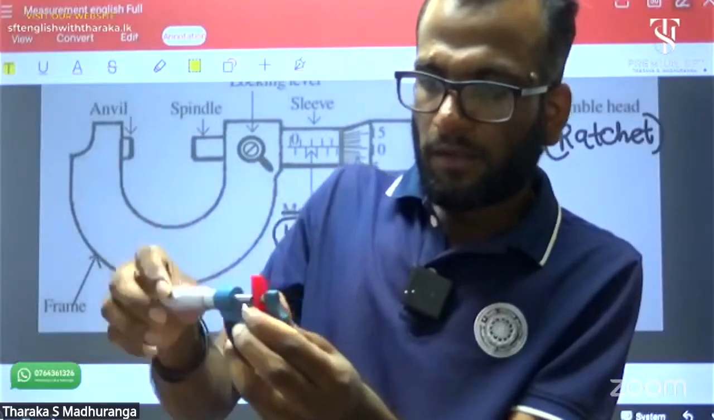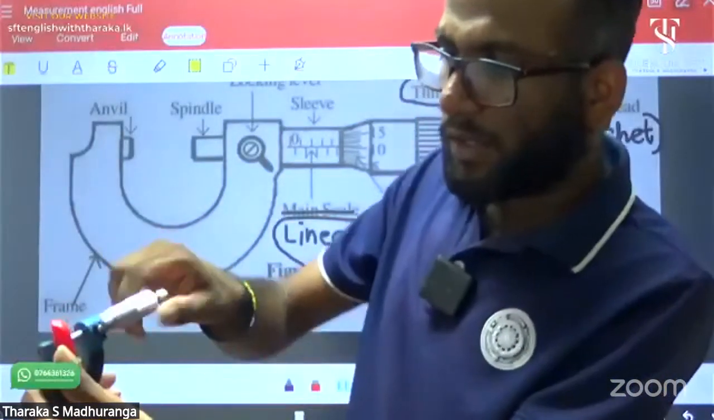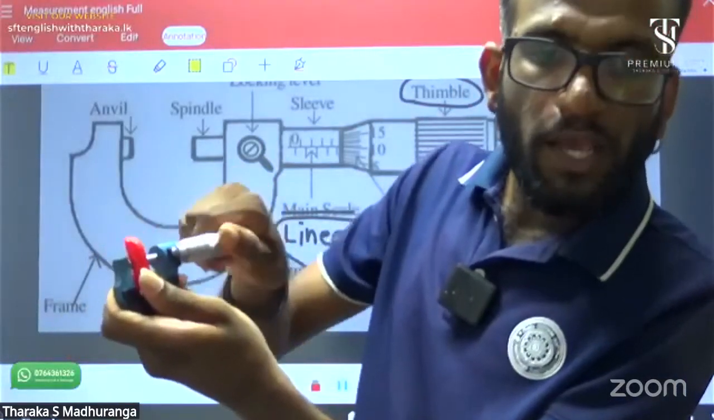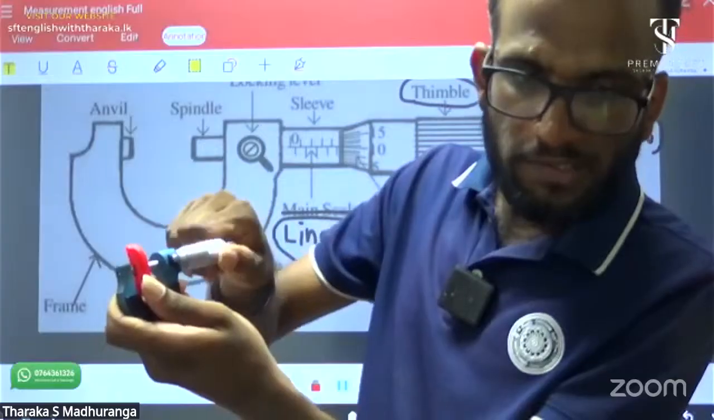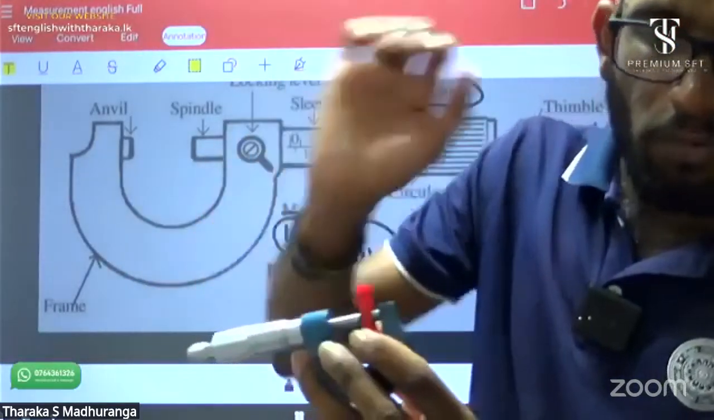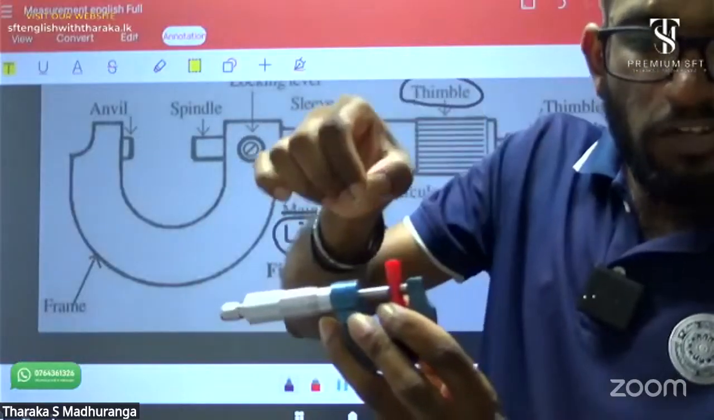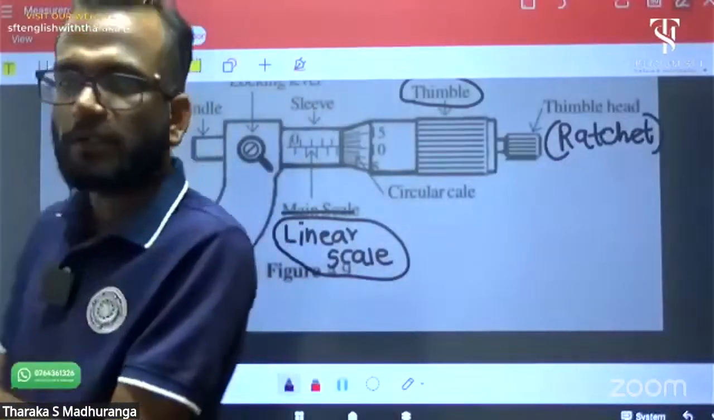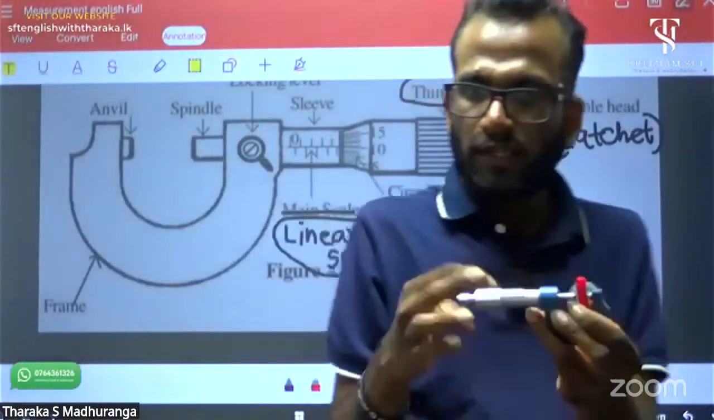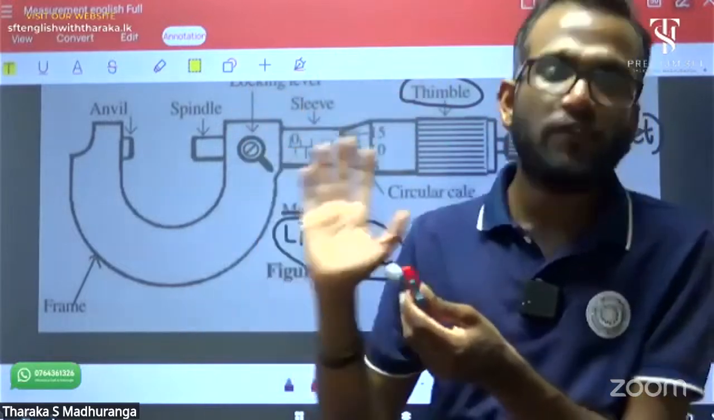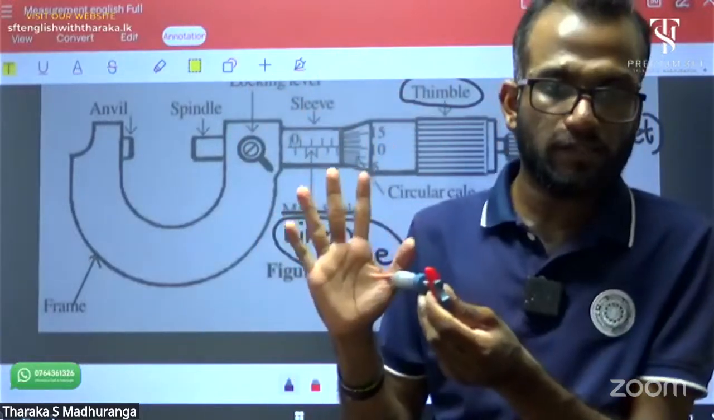See, if we tighten by the thimble only, it's deforming. We don't have any measurement about tightness. Now you can see it has deformed. Over tight. That's the actual purpose of the thimble head or ratchet. We can tighten the object between anvil and spindle with the correct tightness.